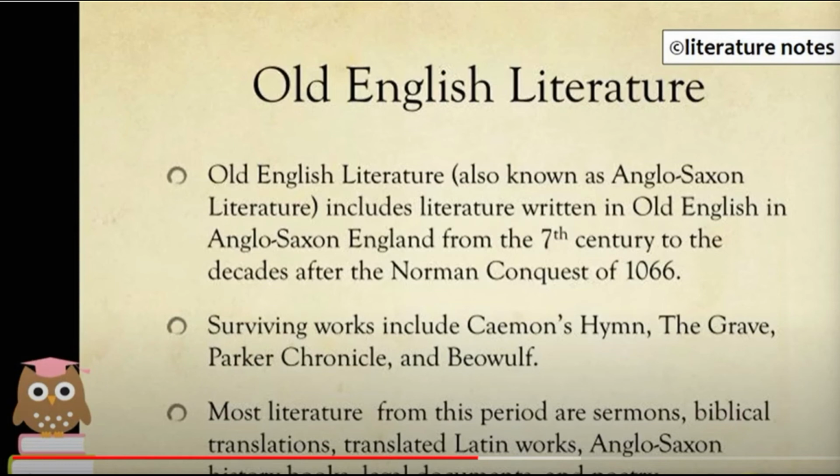He lived at the Abbey of Whitby in Northumbria in the 7th century. Only a single 9-line poem remains, called Hymn, which is also the oldest surviving text in English.